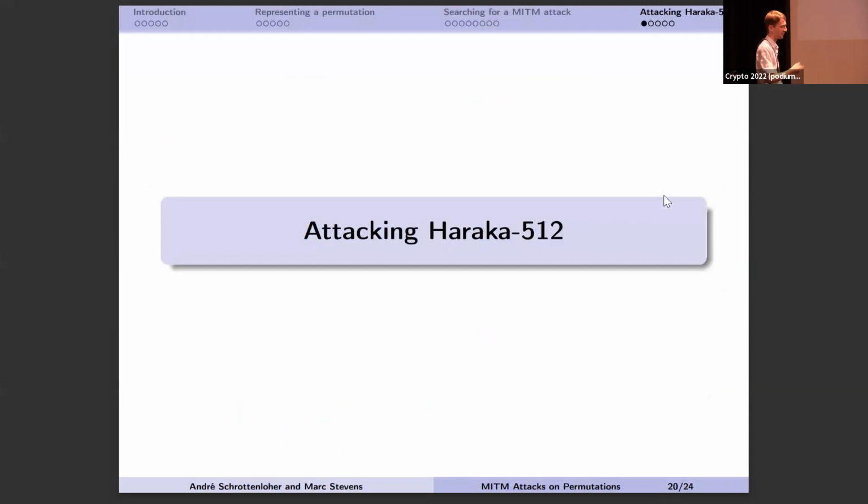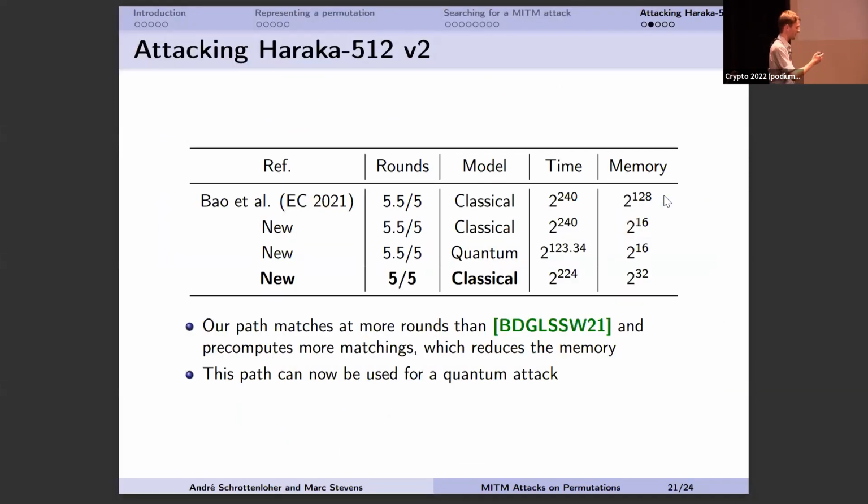Okay, let's see what this gives for Haraka 512. So Haraka 512, as I said, is already broken from Eurocrypt 21. Actually, this attack is an attack on an extended version of it, and it runs in time 2^14. In our paper, we showed that we didn't reduce the time complexity of this attack, but we showed that you could reduce the memory complexity from 2^128 to 2^16.